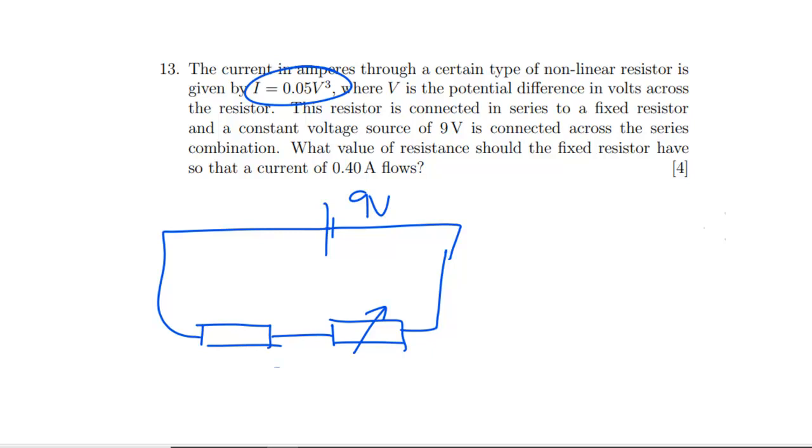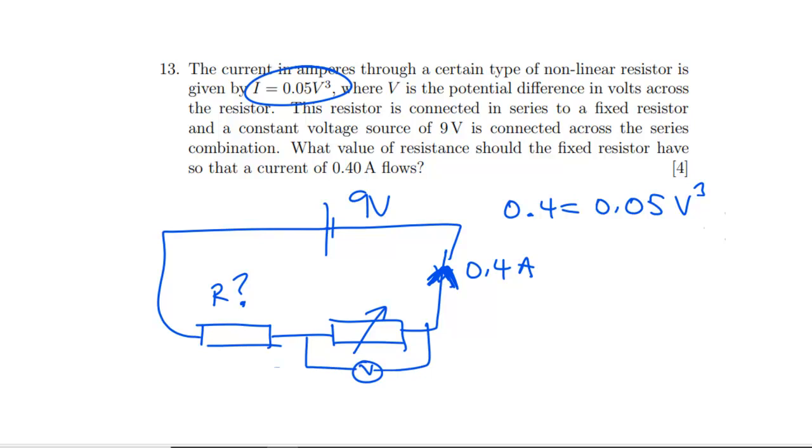What value of resistance should the fixed resistor have in order to get a current of 0.4 amps? Okay, I'll draw my arrow the wrong way around. Conventional current and all that. So we need to say 0.4 is going to be equal to 0.05 times V cubed, where V is the voltage across the non-linear resistor. So that is 4, and that's that.